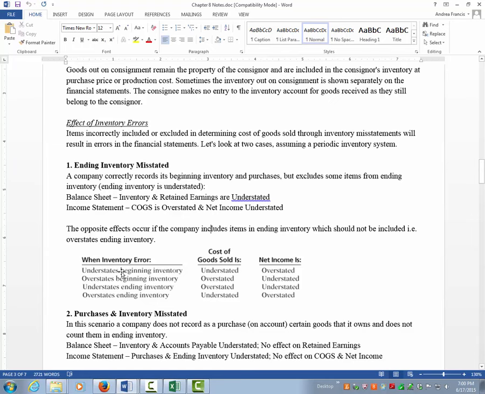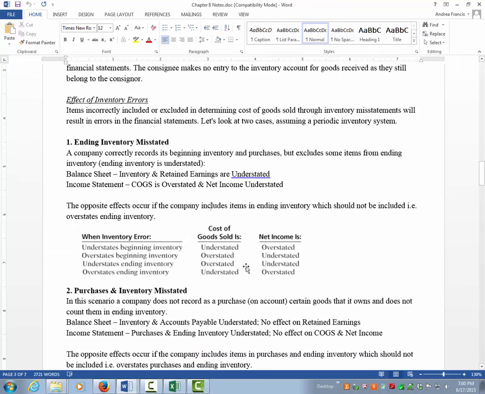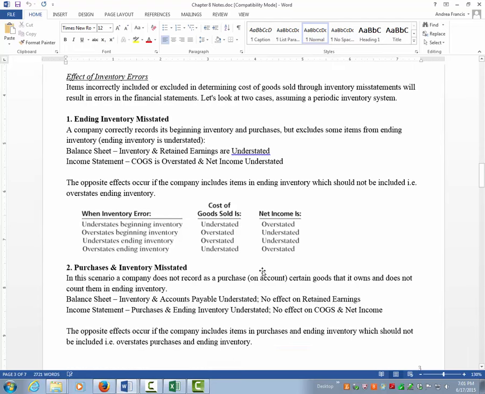If beginning inventory is understated, what happens to cost of goods sold and net income? If it's overstated, and then ending inventory and so on. You can spend some time and look at this. I don't expect you to necessarily be memorizing this table, but you should understand the relationship between these elements because it helps to explain how an inventory error can affect the financial statements.